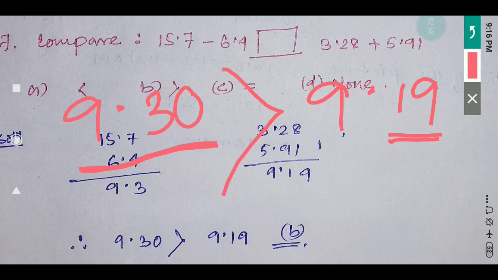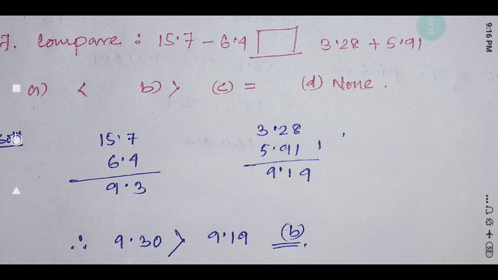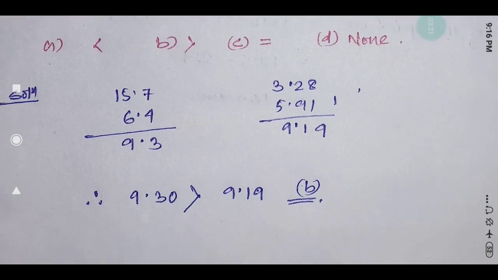Okay, so whenever a comparison is given, at that time what you have to do is make both the numbers have the same decimal places. The number of decimal places should be the same. Here 2 decimal places, here previously 1 decimal place is given, so you have to make it 2 decimal places, then after that you compare. Okay, so which one will be bigger? 9.30 will be bigger.